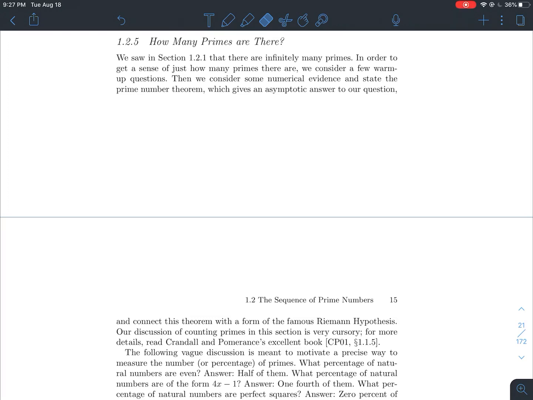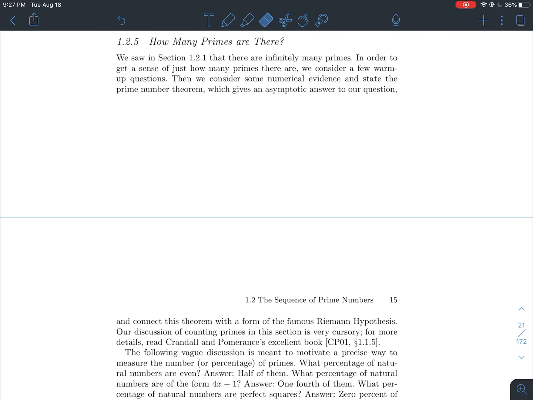Video on 1.2.5 of Stein's elementary number theory book, and it's kind of an overview of some of the study of how many primes there are. It's a super famous question. I guess we know that there's infinitely many, but what else can we say about them? And more importantly, how are they spaced? Do we have any idea about the behavior of the primes? How often do they occur?